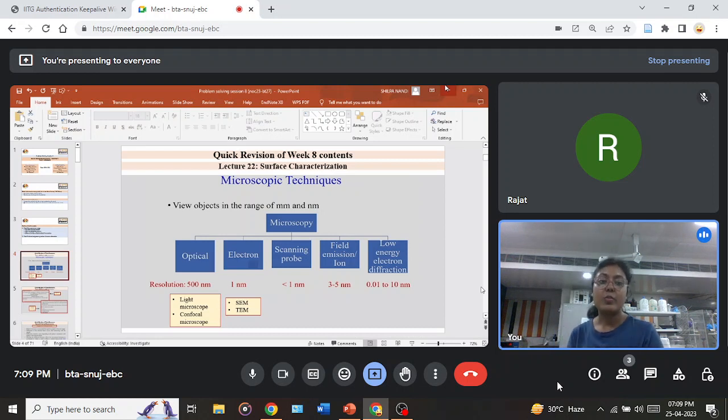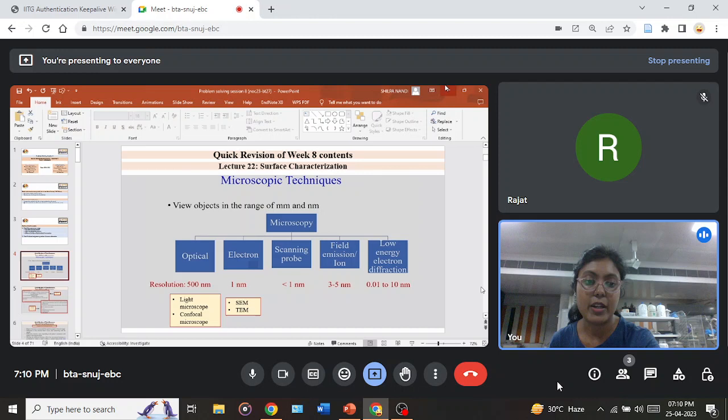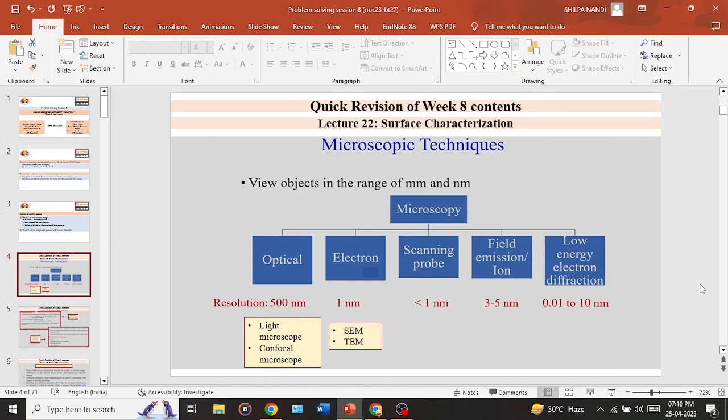Optical microscopy can be divided into light microscopy and confocal microscopy. Light microscopy involves various microscopes like bright field microscopy, dark field microscopy, phase contrast microscopy, dark phase contrast microscopy, and fluorescence microscopy also comes under light microscopy. In electron microscopy, we have SEM and TEM. SEM is scanning electron microscopy, whereas TEM is transmission electron microscopy. We'll go through a few of these microscopy techniques in detail, as it was taught in the course.